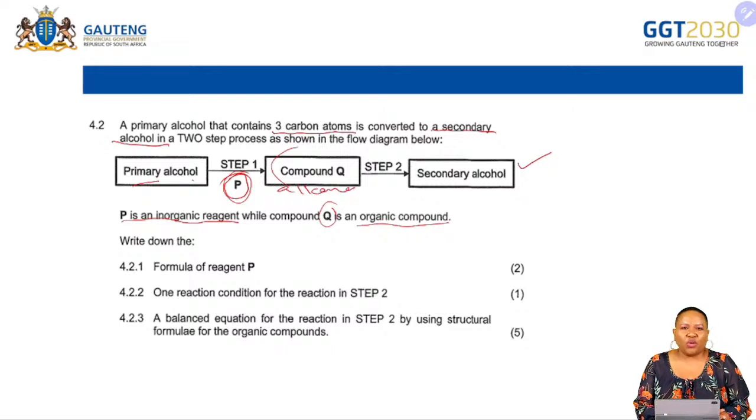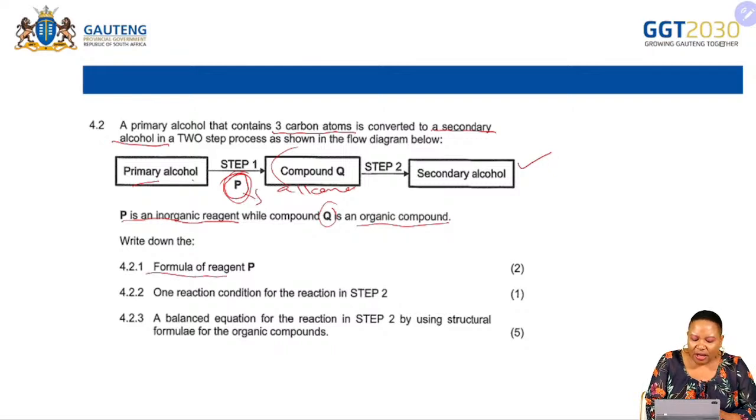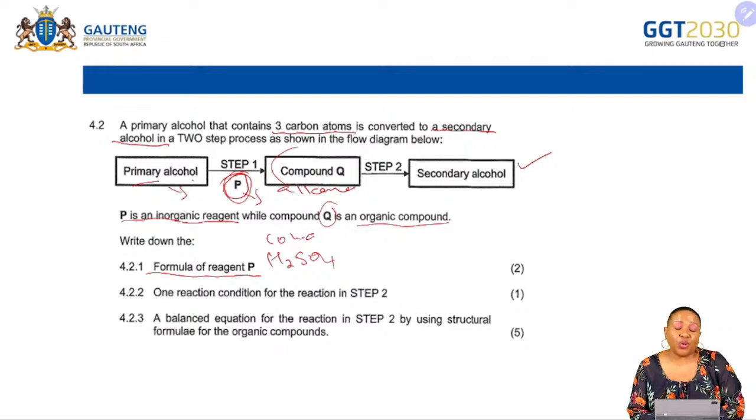Otherwise, there is no way that we can find a secondary alcohol from this alcohol if we don't have an alkene that will undergo hydration. So now P, they're saying write down the formula of P. For an alcohol to become an alkene, it must lose water, it must undergo dehydration. And what will make dehydration occur is sulfuric acid. So P is our concentrated sulfuric acid, H2SO4.